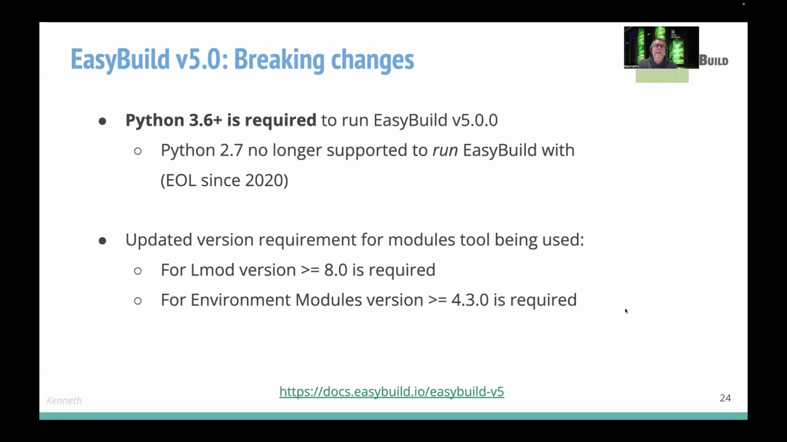So two really breaking changes that happened in EasyBuild 5 is that you need a sufficiently recent version of Python to run it. So Python 3.6 or newer. Python 2.7 or 3.5 are no longer supported to run EasyBuild with. And you also need to make sure you have a somewhat recent version of the modules tool, so either Lmod or environment modules. And both these versions are actually years old already. So it's not like it's a very bleeding edge version that you need.